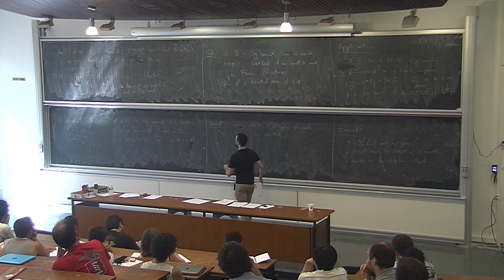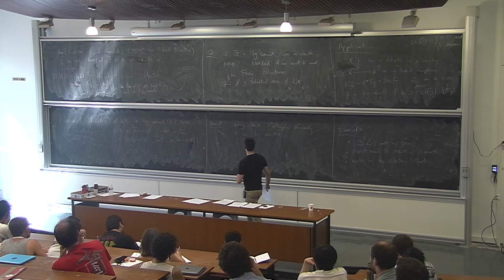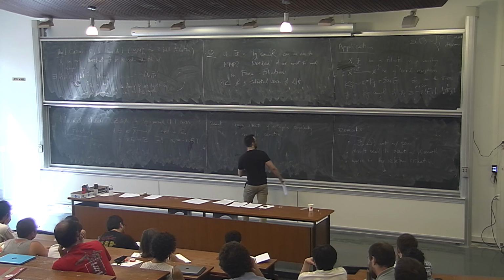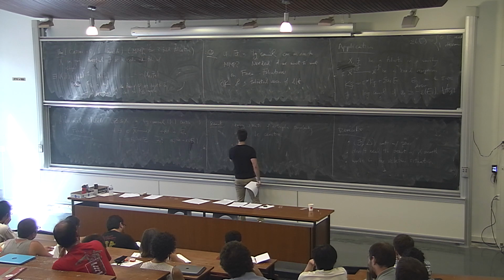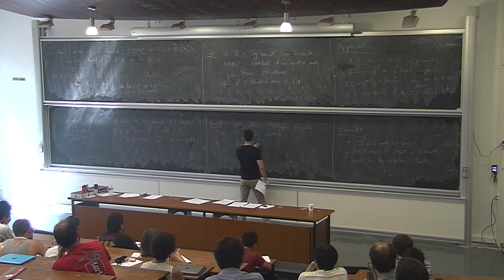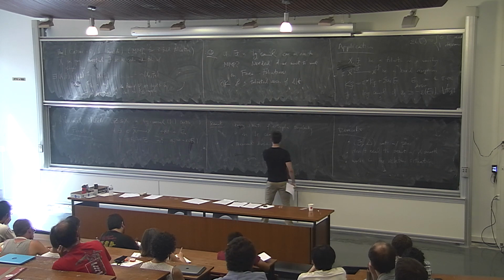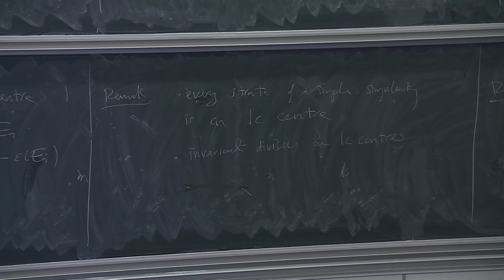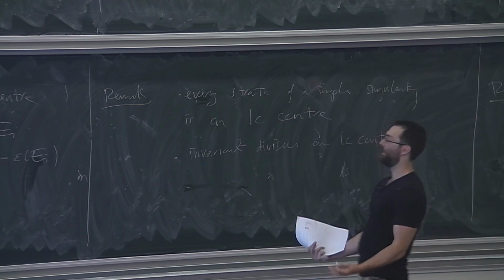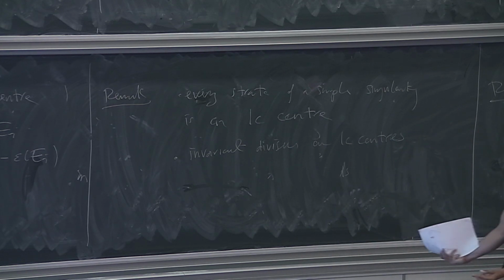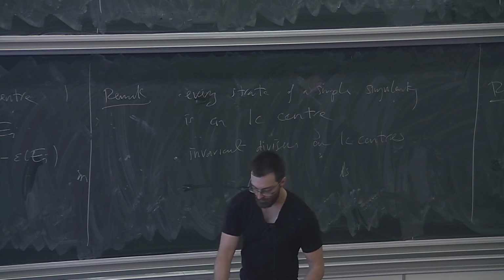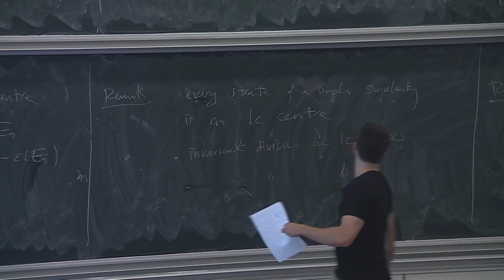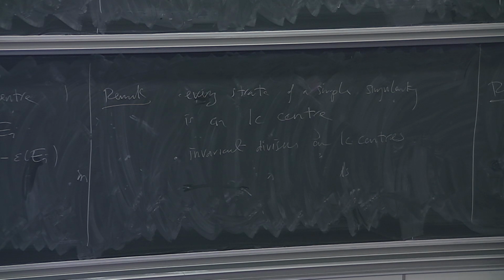Another remark is, maybe it doesn't exactly follow from how I've set things up, but this is still true: invariant divisors are LC centers. Because somehow you should think of invariant divisors as showing up always with coefficient 0 in all these formulas, so they're always LC centers. Okay, so with these ingredients, we're able to prove the following statement, which I think is pretty interesting.